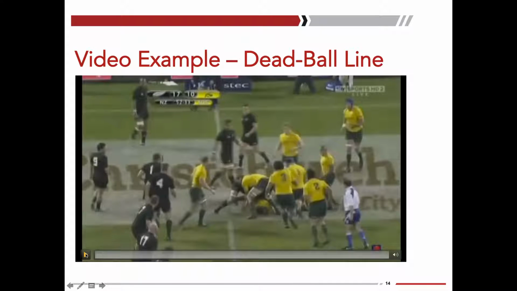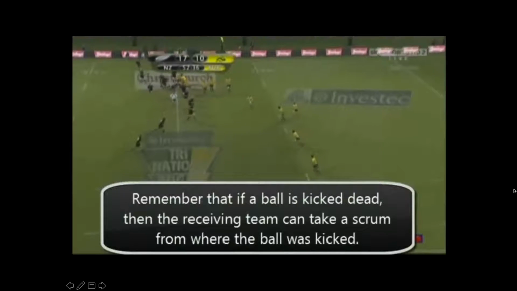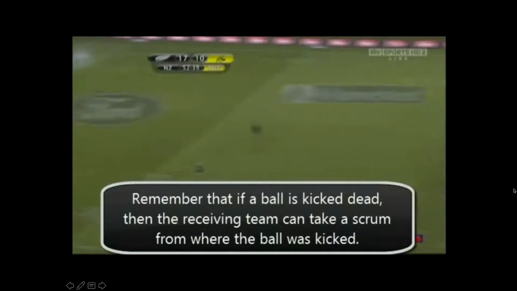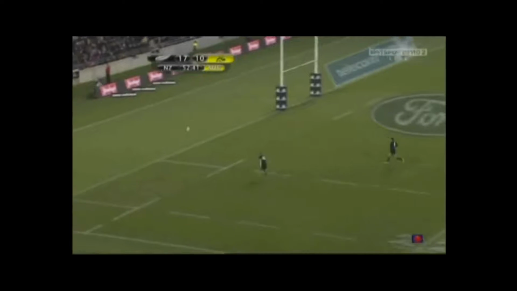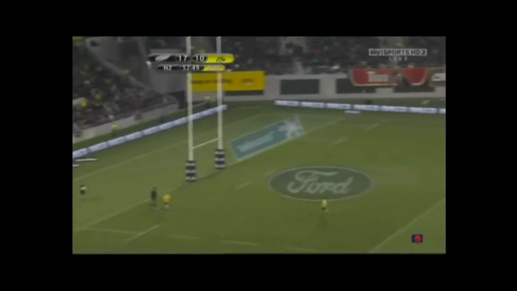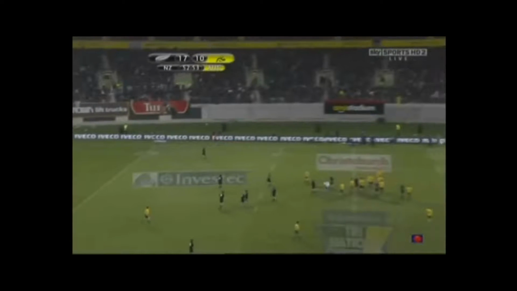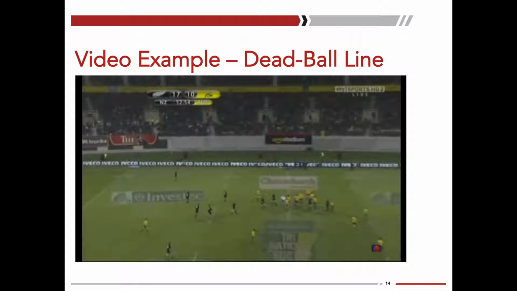Here is a video of the ball crossing the dead ball line. This is the same as it's always been, just a reminder that if the ball itself crosses over the plane of the dead ball line or the touch-in-goal line, there is this option for the non-offending team to have a 22-meter drop or a scrum from where the ball was kicked. As you can see, they're all moving up to where the ball was kicked.